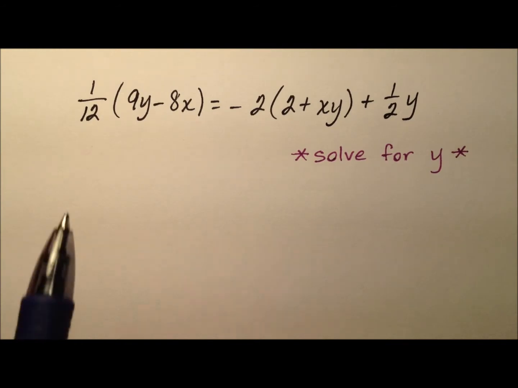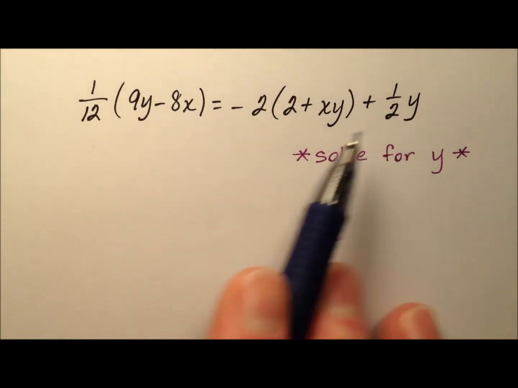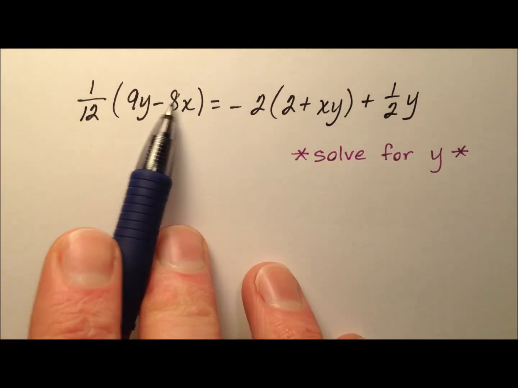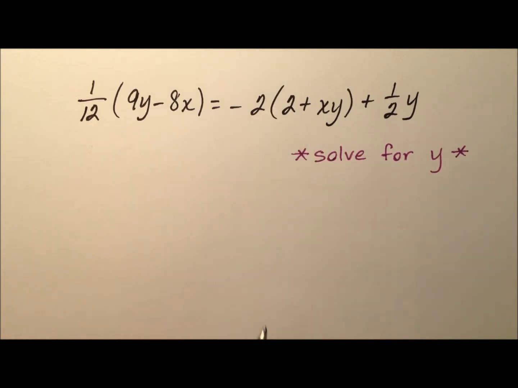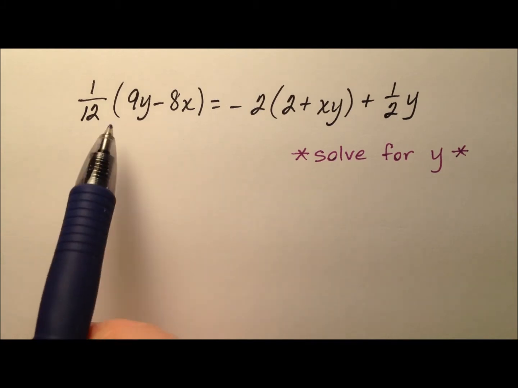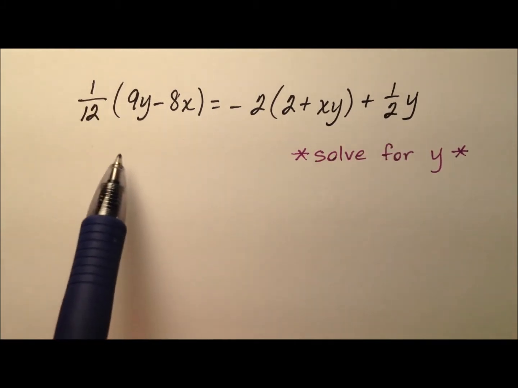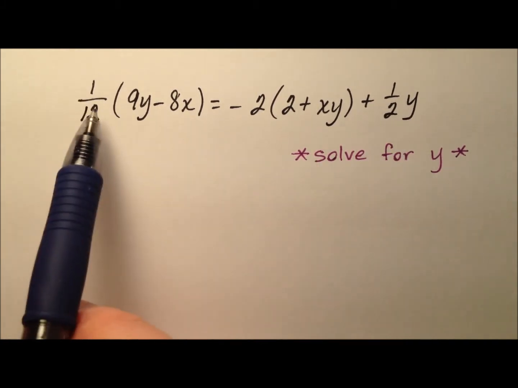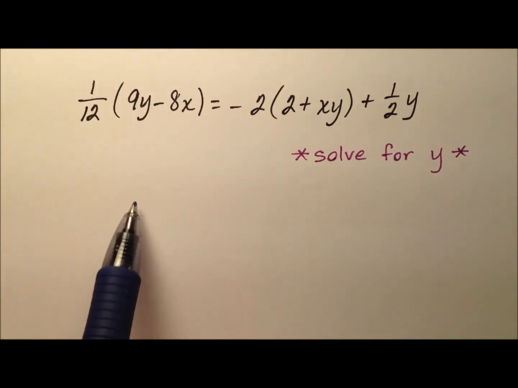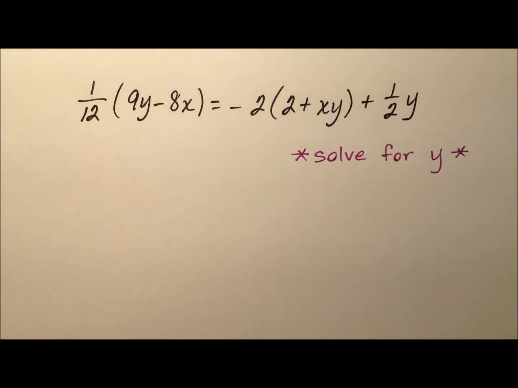In this example, it looks like we have ourselves a literal equation here. It contains both x's and y's as well as constants, and we would like to solve for y. So we'd like to get that y variable isolated on one side of the equation and all the other terms on the other. One thing we also see here are fractions. We have this 1/12 that we're distributing through here, and then this 1/2 y.